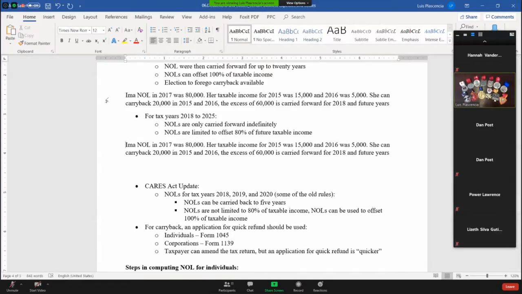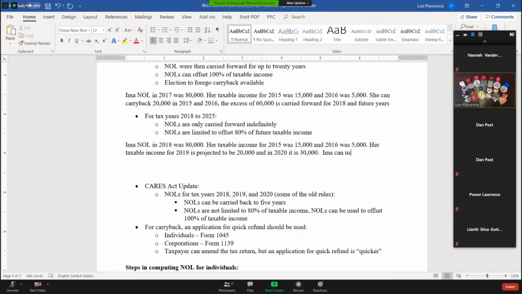Again, in this example, Ima had an NOL in 2018 of $80,000. Then in this case, it doesn't matter what it is in the previous years, right? But let's just say we're projecting what her taxable income is next year. So let's say her taxable income for 2019 is projected to be, let's say, 20,000, and in 2020 it is 30,000. So based on these facts, remember she cannot carry it back.